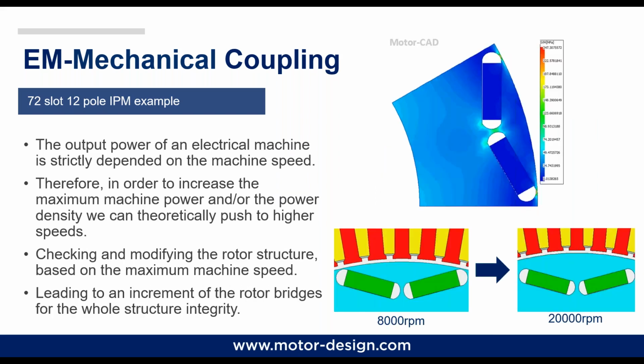As I said before, the output power of an electrical machine is strictly related to the machine speed. Since the power is the torque times the speed, the output power is related to the machine speed. So in order to increase the maximum machine output power, and so to increase the power density of the machine, we can consider pushing the machine to higher speeds. When we do it, we need to check the mechanical integrity of the rotor.